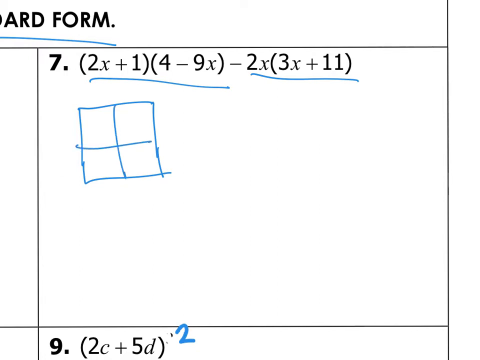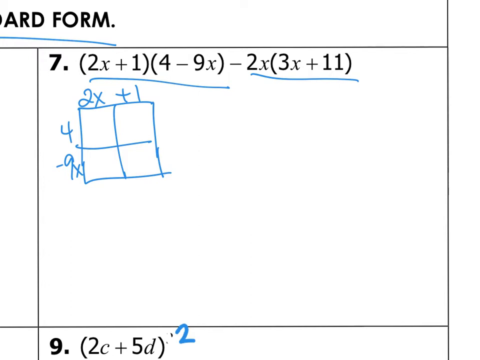And then I'll distribute this later. Okay, so I'm basically going to approach this, because it's split into 2 parts, like 2 separate problems. So I'm going to write 2x plus 1 and 4 minus 9x. I could have written 2x plus 1 here and 4 minus 9x up here. The order doesn't matter. You just have to have it all.